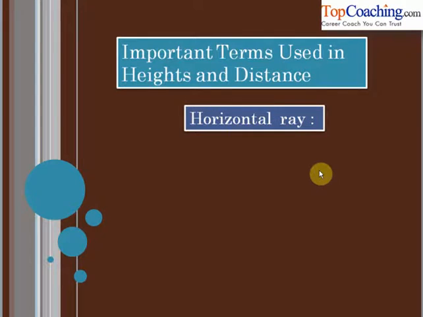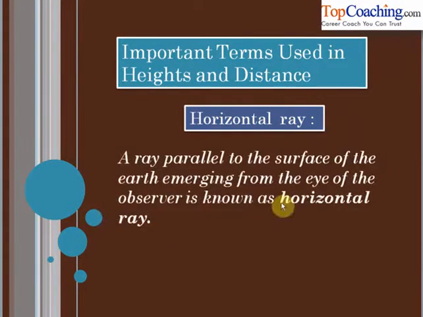The first is horizontal ray. Now what is a horizontal ray? A ray parallel to the surface of the earth emerging from the eye of the observer is known as horizontal ray. So a ray parallel to the surface of earth and that is emerging from the eye of the observer is actually known as a horizontal ray.